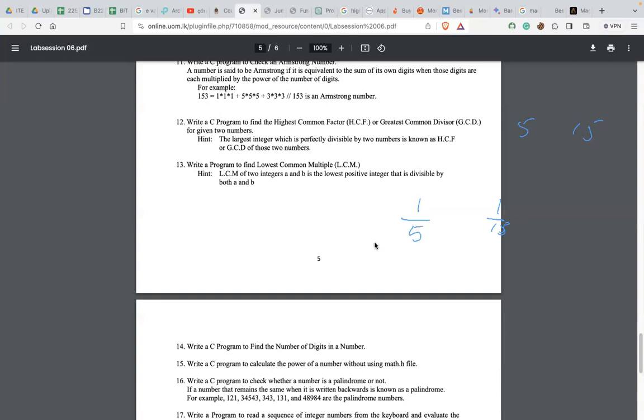Okay. I think now you guys can understand. If you want to divide any number by 5, perfectly divisible by 5, that number should be a multiple of 5.